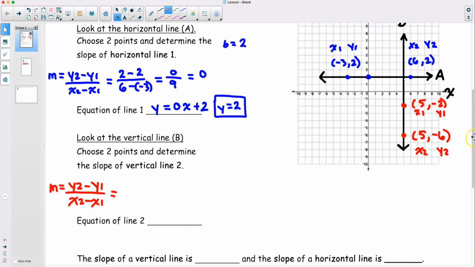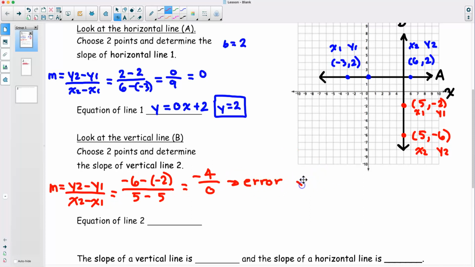So our y2 in this case, it's going to be nice and easy to refer back to our labels. We're going to have minus 6, minus from our equation. y1 is minus 2. And x2 we can see is 5. Subtract x1, which is also 5. So here we're going to get minus 6 minus minus 2, which is minus 4, over 0. So if you try to put this in your calculator, you're going to get some sort of error. Okay, so that means that we can't have any m value in our equation.